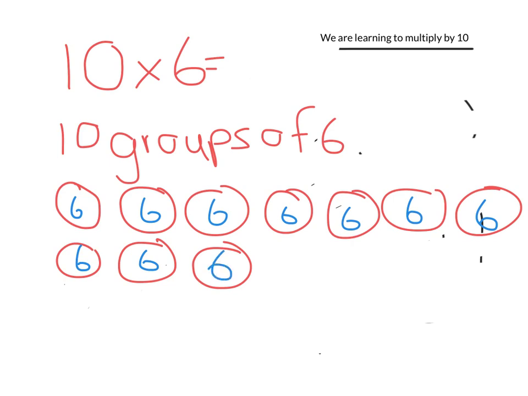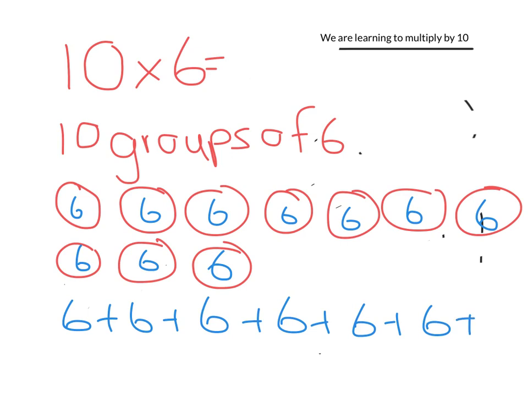This could be 6 lollies. This could be 6 lollipops. It could be 6 circles. It's up to you. And then it also looks like this: 6 plus 6 plus 6 plus 6 plus 6. Okay, so when I add them all together, I'm going to get 60.